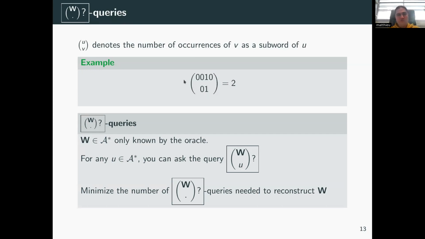And now the question we are going to look at today, for the rest of this talk: you have this unknown word W. You can ask queries, which are how many occurrences of U inside W as a subword, and then you want to minimize the number of queries that you use to reconstruct W.